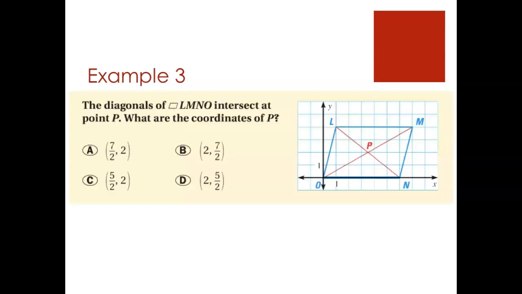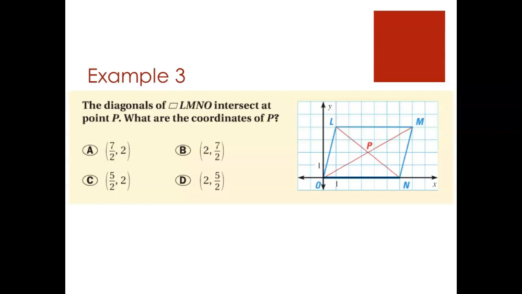Example 3. The diagonals of parallelogram LMNO intersect at point P. What are the coordinates of P? Now since P is where the two diagonals intersect, and since we said that when we draw in the diagonals, they will bisect each other, that means that we have created OP and PM to be congruent segments, and LP and PN to be congruent segments as well.